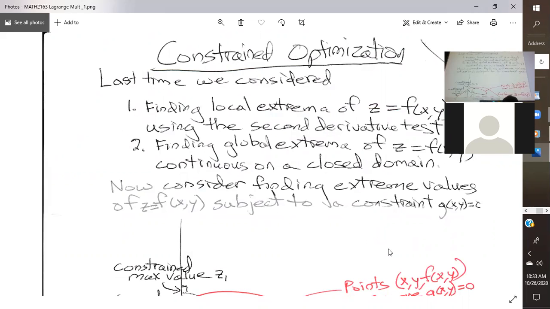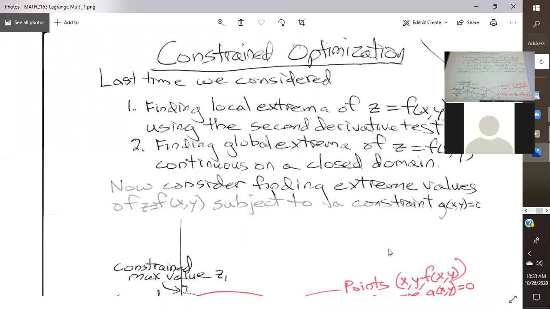Today we're going to talk about constrained optimization. Let me know if you can't see anything online or if you can't see it very clearly. What we want to do is extend our capabilities.